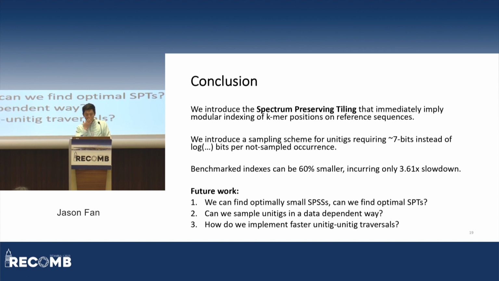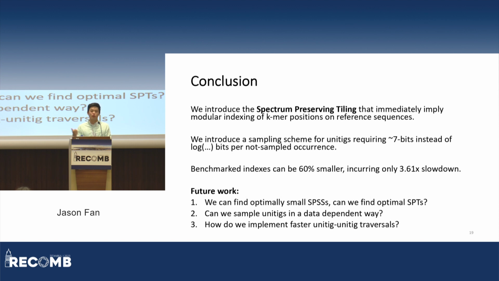In future work, there are many directions to explore. There's been very exciting work recently that has found that finding optimally small spectrum-preserving string sets that contain all k-mers in a reference can be done in linear time. But the question now, if we have to store positions and store an SPT, can we find optimally small SPTs? The second is, now that we have a knob to sample unitig occurrences for time-space trade-offs, can we sample unitigs in a very data-dependent way that allows us for even better time-space trade-offs?